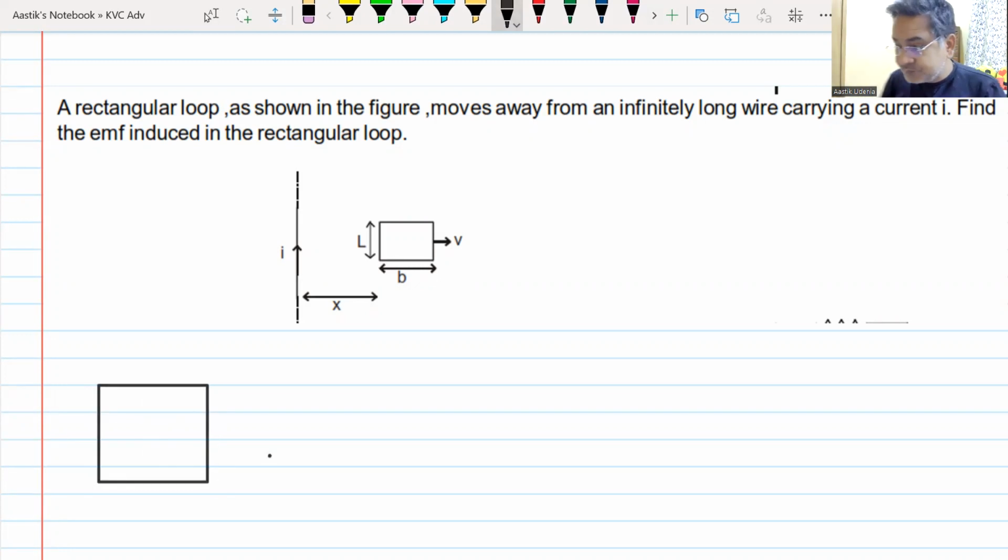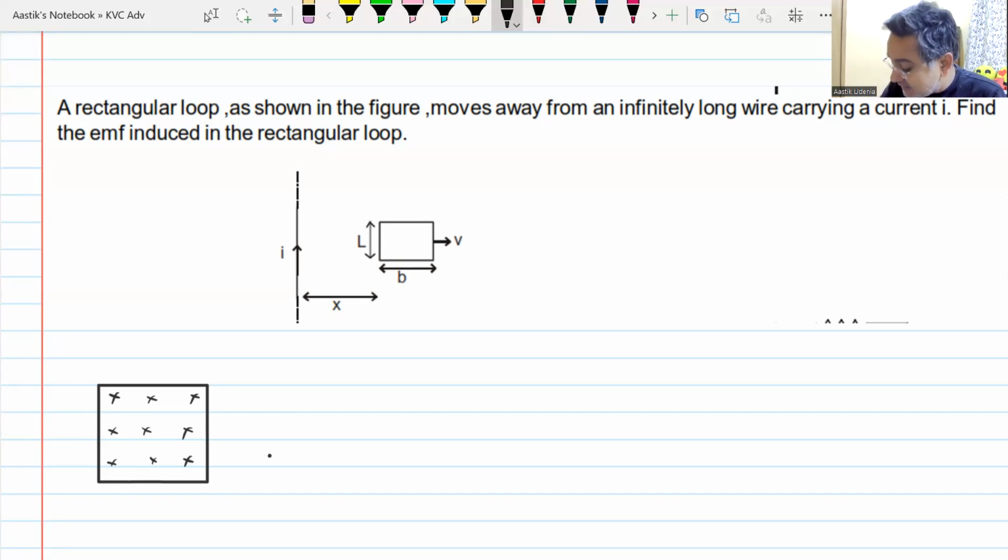If it was a square loop or any closed loop placed in a uniform magnetic field, what was the EMF induced in the entire loop? It is 0, sir. Now, let us try to understand why it is 0.